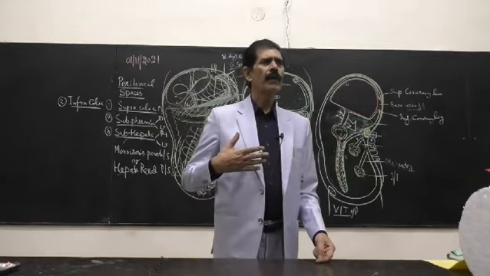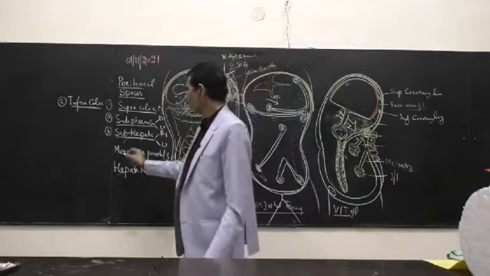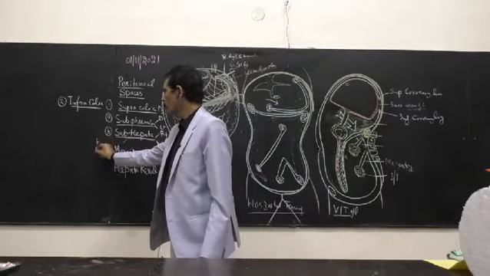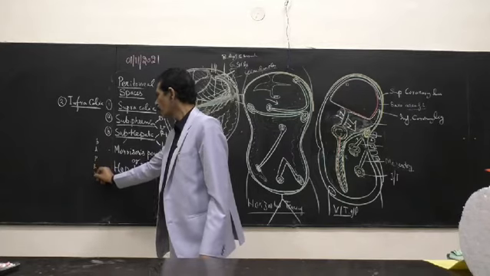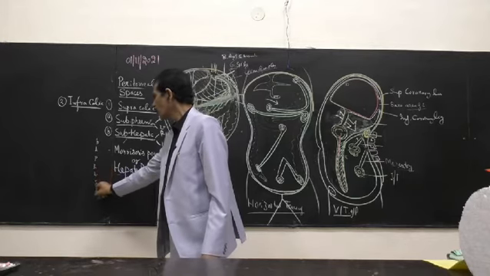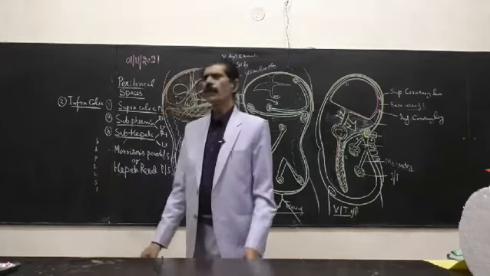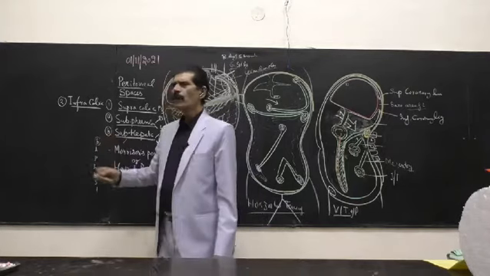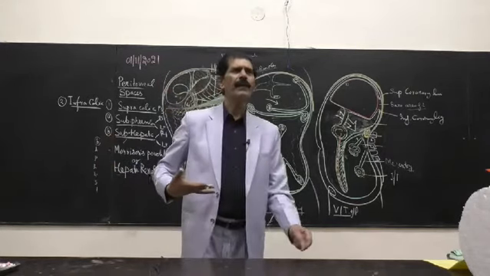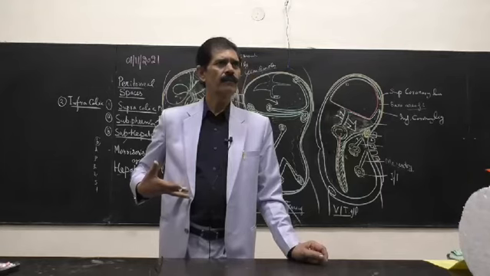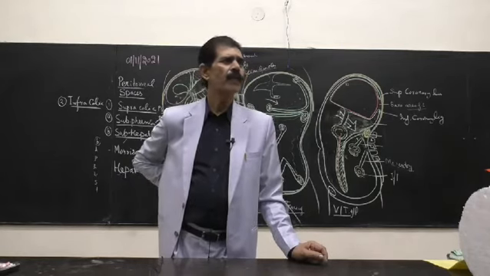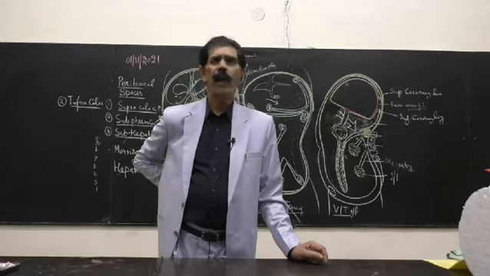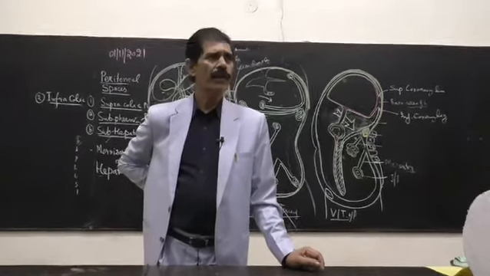Whenever a question comes on Morison's pouch, number one is the boundaries: anterior, posterior, right, left, superior and inferior. Under these headings you have to describe the boundary. Who forms the anterior boundary? The anterior abdominal wall. What lies on the posterior boundary? The right kidney with the suprarenal gland lying behind the peritoneum.